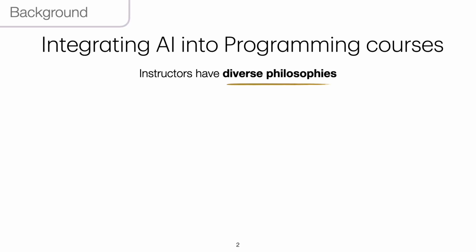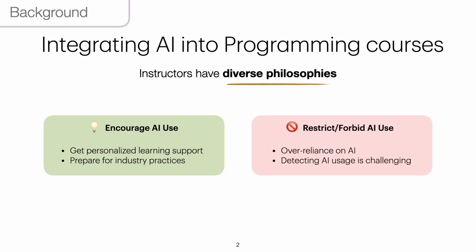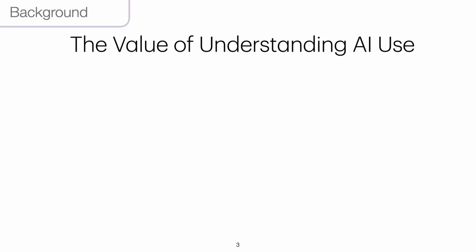Programming instructors have diverse philosophies on how to best integrate AI into their courses. Some encourage it for personalized learning and industry preparation. Others restrict it or forbid it, worried about over-reliance and the challenge of detecting AI use. Regardless of their approach, understanding students' AI usage would be helpful for instructors.